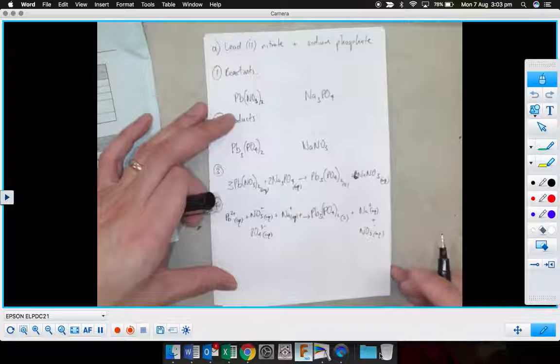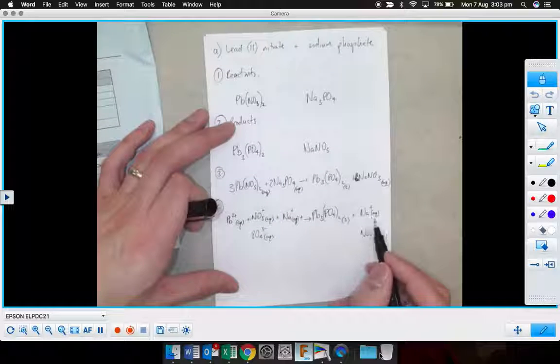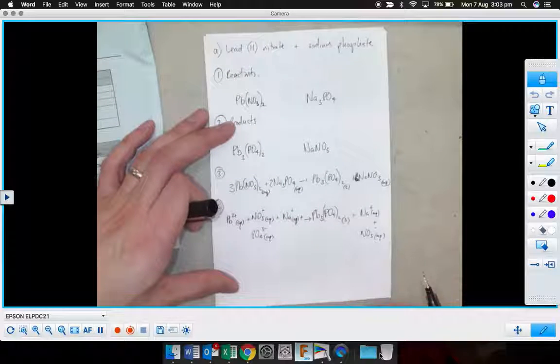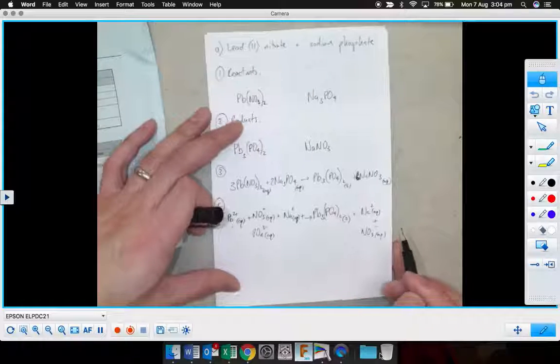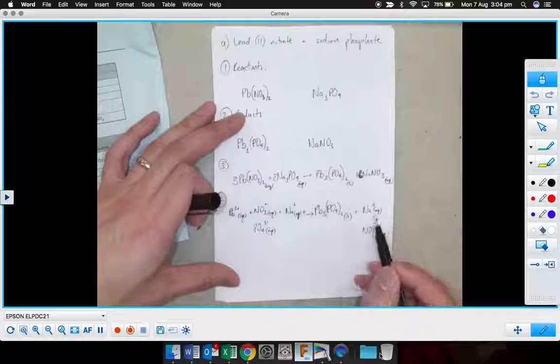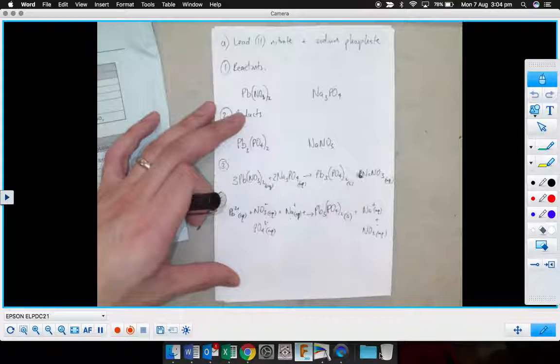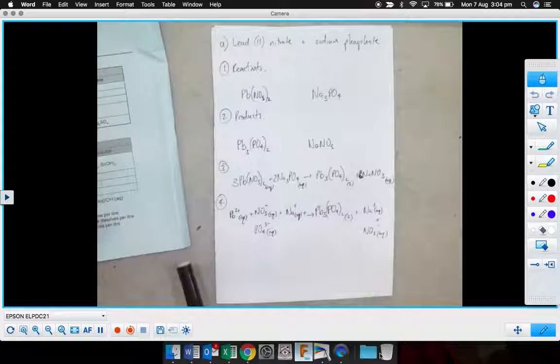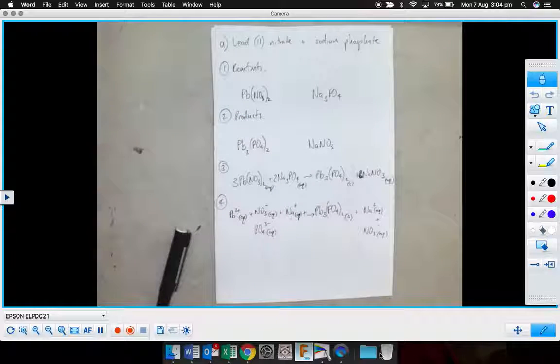We've written out every single soluble substance as ions, and so we can look at the things that haven't changed states. The sodium hasn't changed states, the nitrate hasn't changed states. So we can remove those. Let's go remove those.